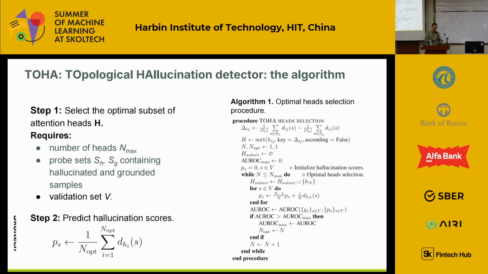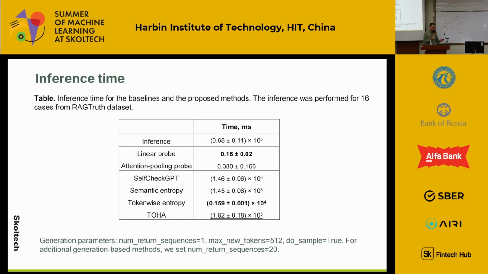And so we have this pretty simple approach that we call TOHA. We select the optimal set of attention heads by just looking at the biggest difference between the distances for hallucination heads and the normal heads. In this way, it's enough to have six of these heads and aggregate the distances over all of them. And when we go back to our requirements on how fast this should be, we see that it is comparable with the inference time.